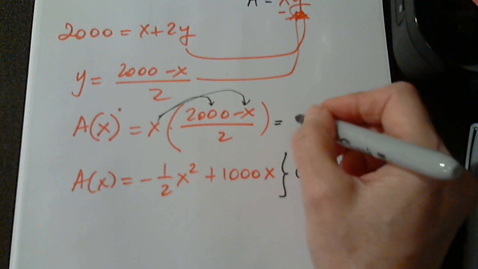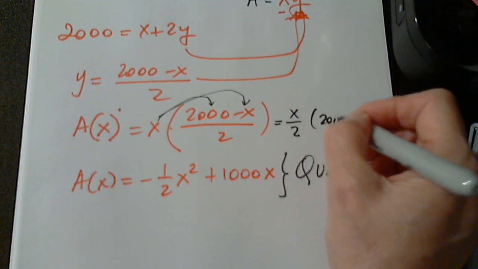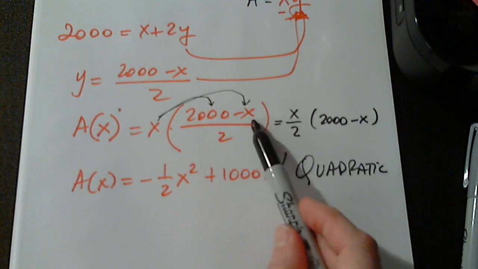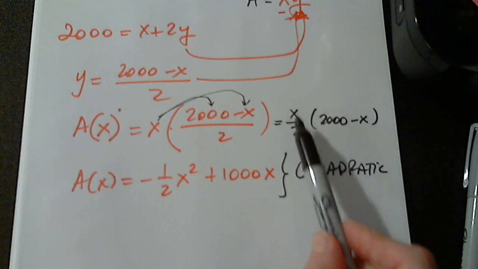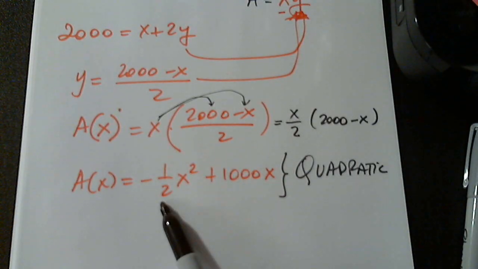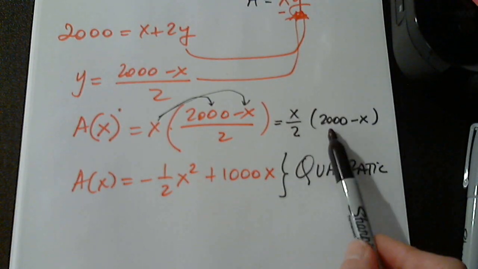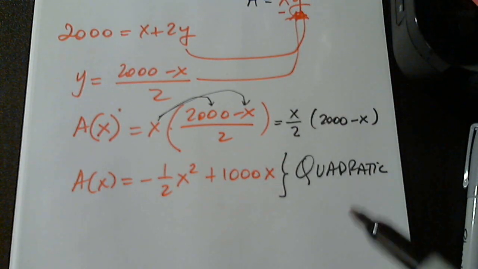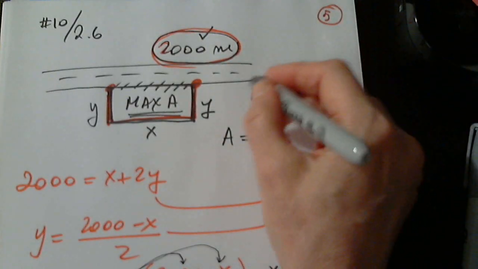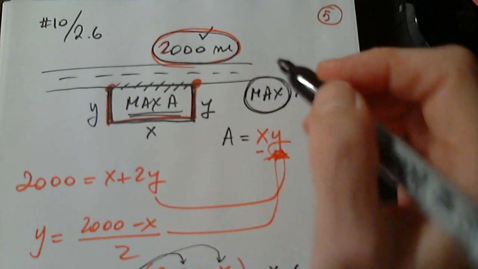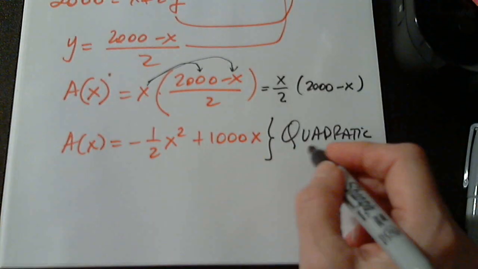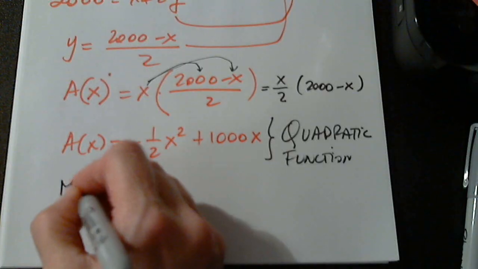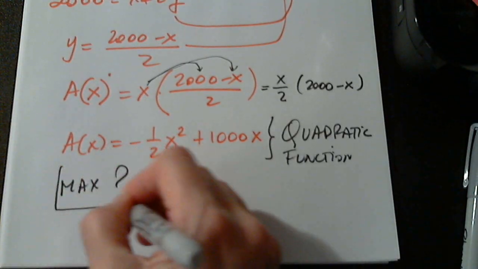If it's easier for you to see it as x over 2 times 2000 minus x, that's fine too. x over 2 times 2000 minus x. It's another way. x over 2 times negative x is negative 1/2 x squared. x over 2 times 2000, you simplify and you get 1000x. Good. We're asked, this is a key word, we're asked to find the maximum. Okay, I have a quadratic function. Does anyone remember how to find the maximum of a quadratic function?